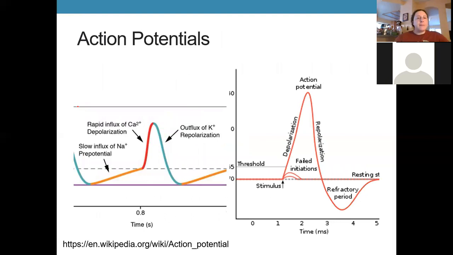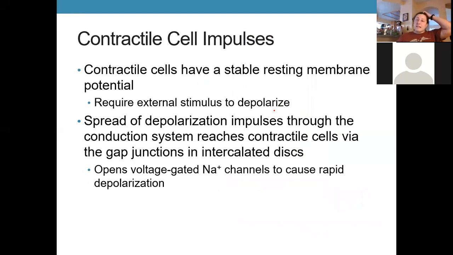This is just comparing this spontaneously depolarizing action potential to the one that we've already learned about that other cells have when they have a stable resting membrane potential. All right, so that is just the conducting cells. Now the contractile cells are different. The contractile cells are like skeletal muscle and most neurons where they have a stable resting membrane potential, and so they also require an external stimulus in order to depolarize.